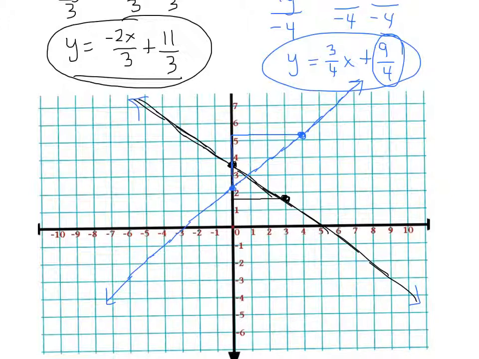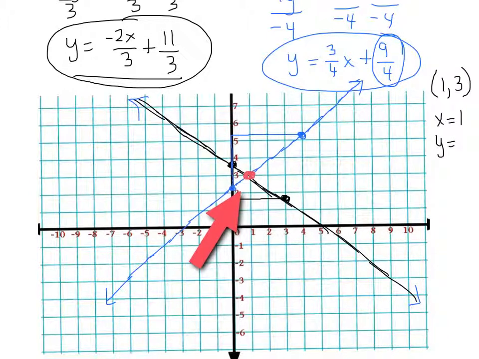Now, can you clearly see where the 2 lines intersect? Yeah, they intersect right here, don't they? Okay. That looks like the point (1, 3). Which tells us that x equals 1 and y equals what? 3. The reason I knew it was x and y is because the first number is x and the second number is y.